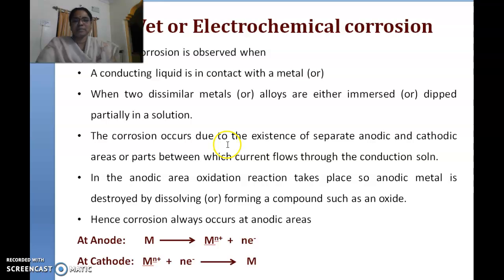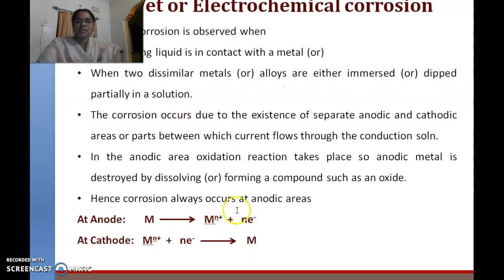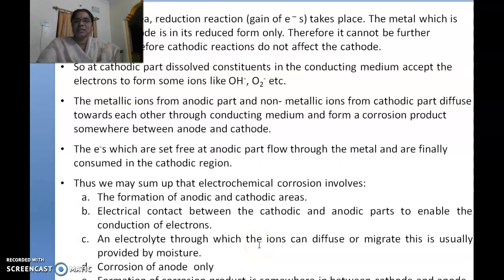It also occurs due to the existence of separate anodic and cathodic areas between which current flows through the conducting solution. As we have separate anodic and cathodic areas, oxidation takes place at the anode and reduction takes place at the cathode. So corrosion always takes place like this: oxidation of the metal at the anode. Whatever number of electrons are lost at the anode must be captured at the cathode.